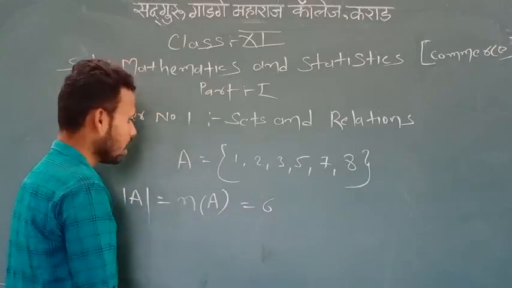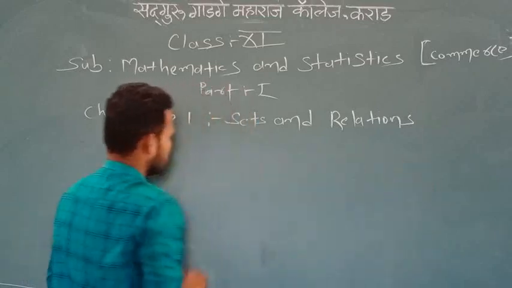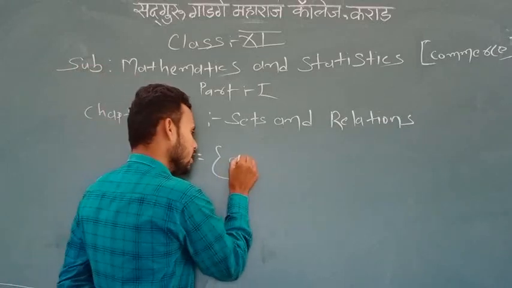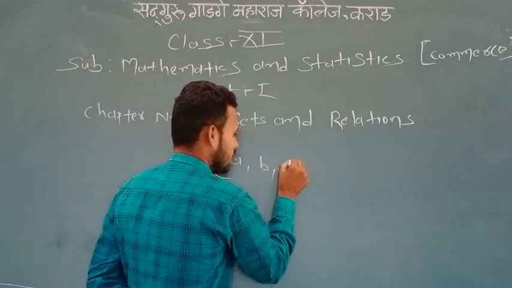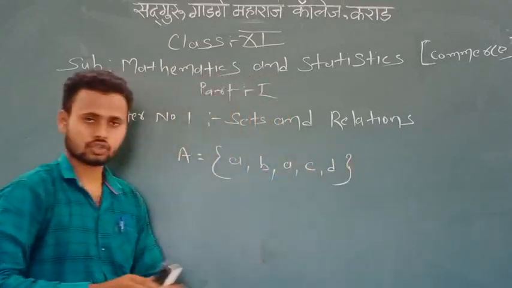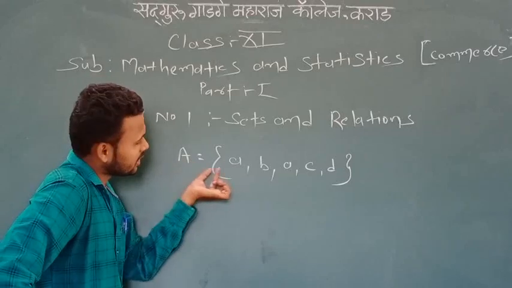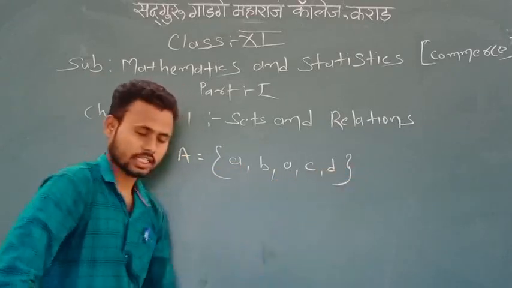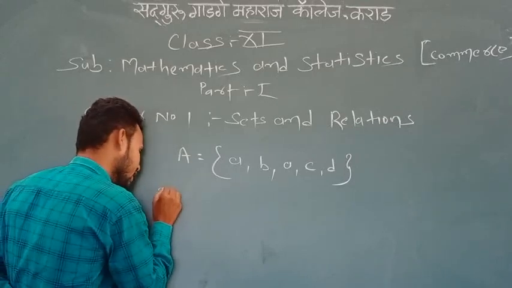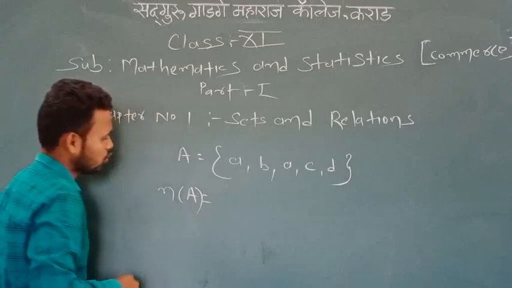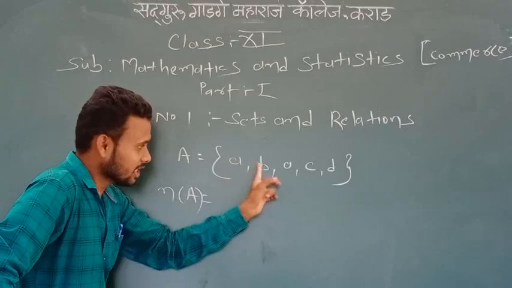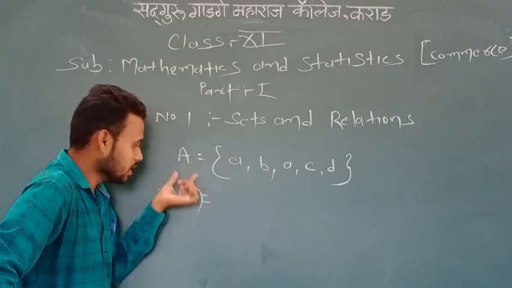Now, if I take the next example, suppose A equals the set containing the elements a, b, a, c, d. Then find the cardinality of set A, or the number of elements of set A. Then n(A) equals the number of elements of set A. By definition, the number of distinct elements contained in a finite set A is called n(A).